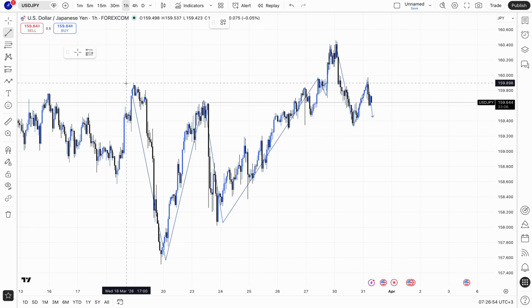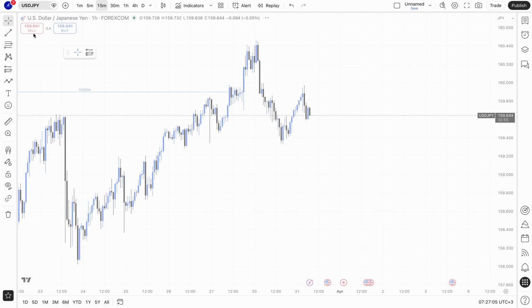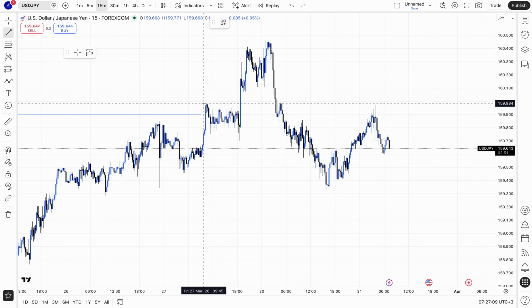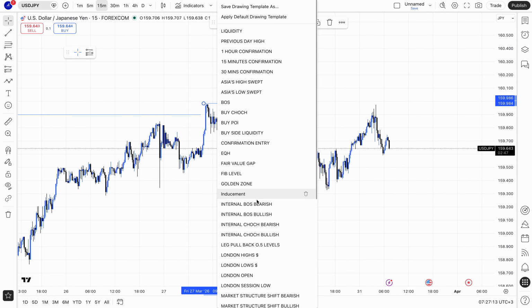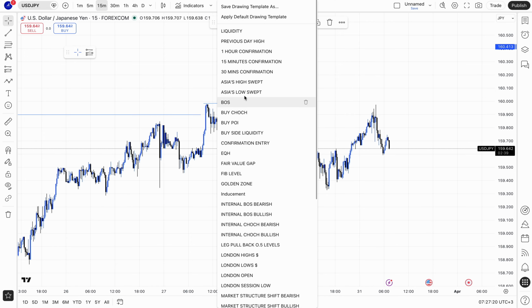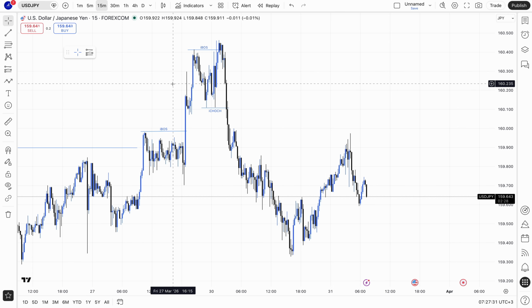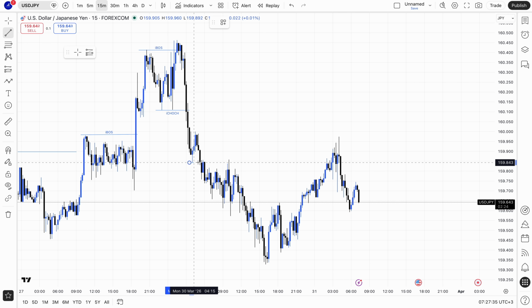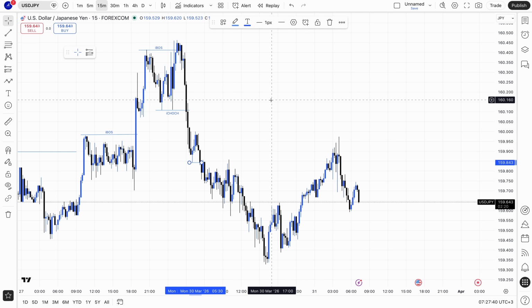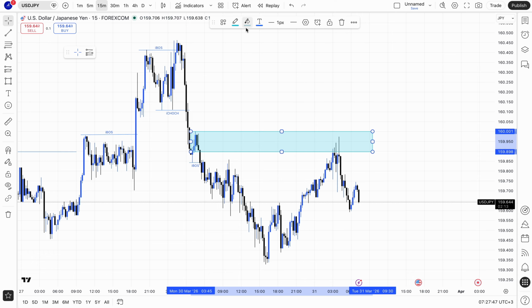For external, you can see we had our change of character to the upside. Then a breakout structure to the upside. Then another breakout structure to the upside, continuation, but this time around it's internal market structure. Then we had a change of character to the downside, and also we had a break of structure to the downside. And then we had our bearish order block, which is here.